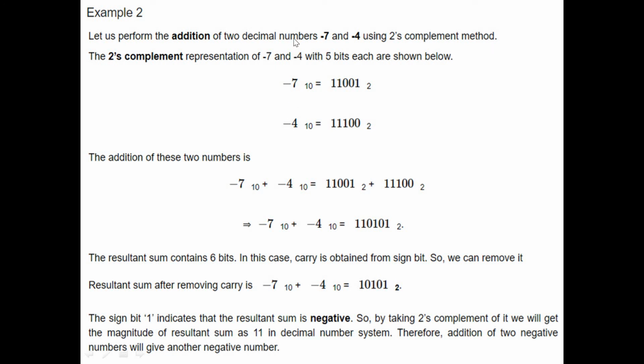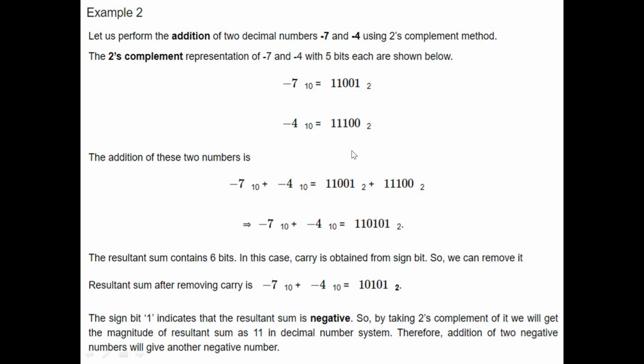The minus 7 equivalent binary value is like this. Minus 4 equivalent value is 1 1 1 0 0. So again it is 5 bits in each representation. The addition of these two numbers is 1 1 0 0 1, and the next one is minus 4. After addition the result is 1 1 0 1 0 1.